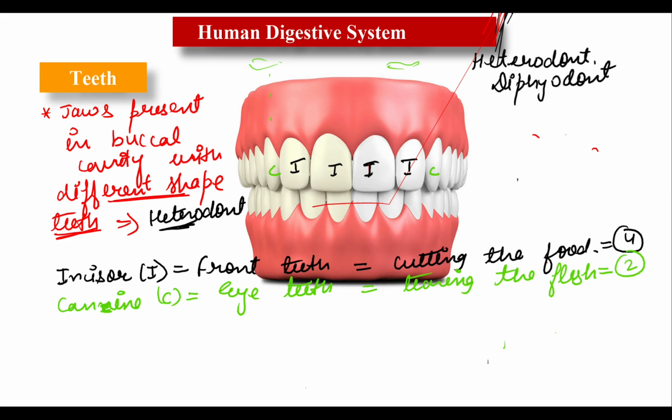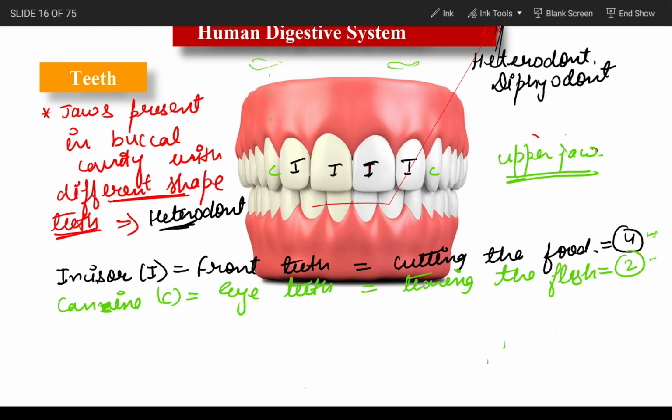How many are there? These are 2 in number. And here I am talking about only the upper jaw, not the lower jaw. If I am talking about the lower jaw, then it will be 8 in number, multiplied by 2, then it will be 4 in number. But here I am talking about the upper jaw region only. Now let's talk about the next teeth, which is known as the premolar.